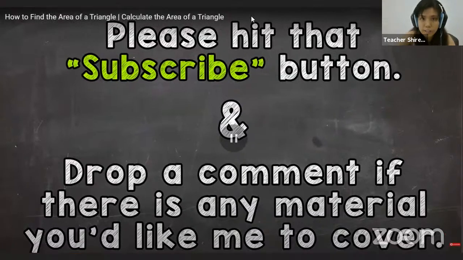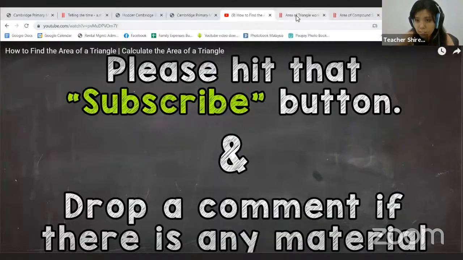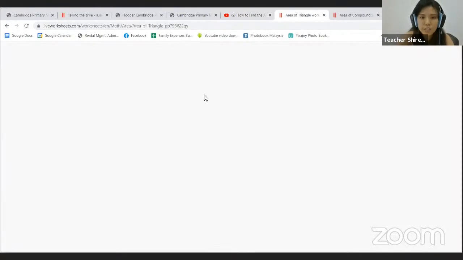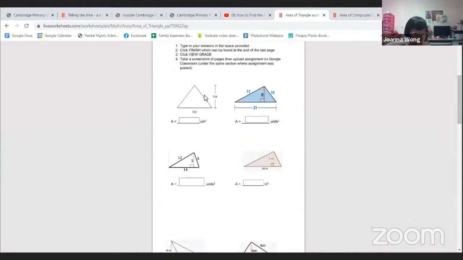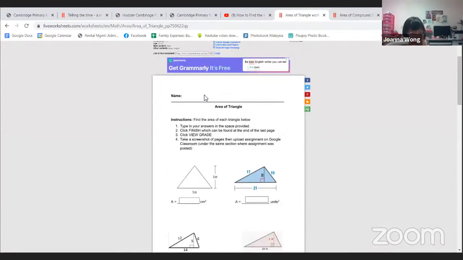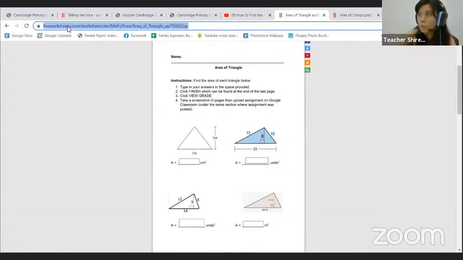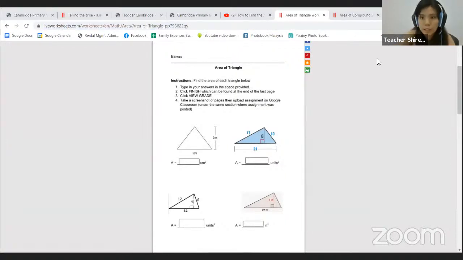Okay, you understand all this? Okay, if you understand, let's try to do this. Yes. The simpler one first. Okay, this will be your homework. Okay, I'm pasting it in your Google Classroom as well as in the chat.